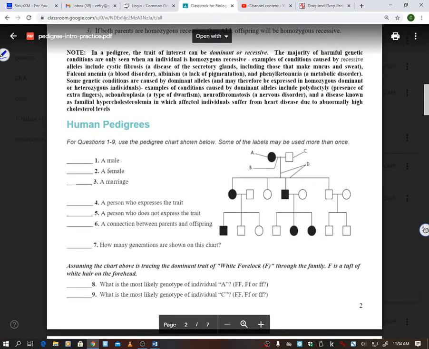I also want to point out that the trait can be dominant or recessive. We're going to see a little bit of both. The majority of harmful genetic conditions are only seen when an individual is homozygous recessive. That makes sense. If it's very harmful, normally they're not going to live to produce offspring, and if they do, maybe they're not in good enough shape to reproduce.